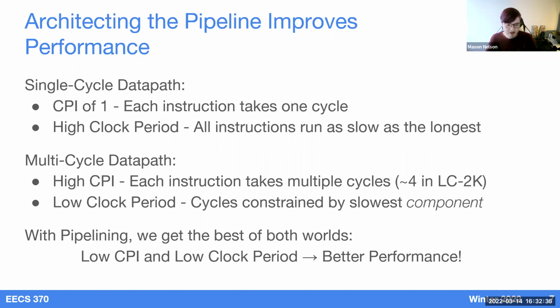Even though we wanted to partition things up and make it faster, it actually kind of made things slower, which is not intuitive. So now we're moving on to pipelining, and we're pretty much taking the low CPI, the idea that we're completing one instruction every clock cycle, and a relatively low clock period, and we're combining them together to get the best of both worlds and get better performance in the end.